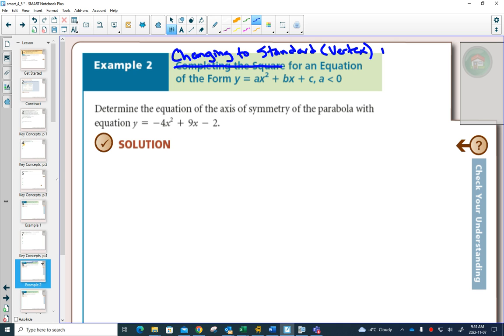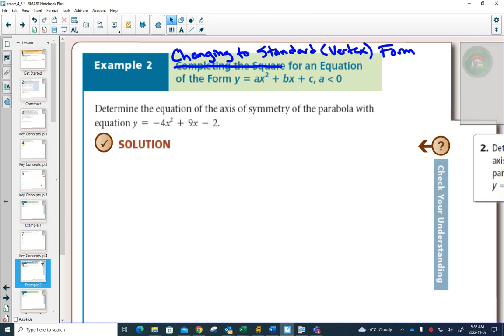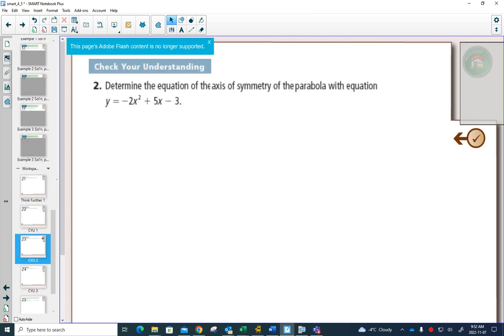Remember, we changed the name of this. So I want you to change example 2 so that it says changing to standard vertex form. We kept the word completing the square as the method for equations, and we called changing to standard form the method for equations because they were slightly different. We wrote the steps down for this the other day, but this is a good review of it.